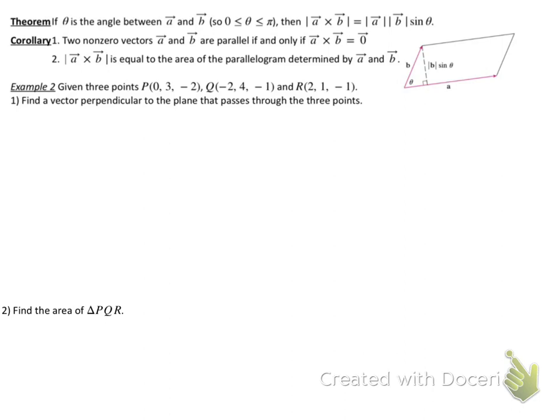So the cross product has its direction. The direction is perpendicular to both vectors you start with, and the length of the cross product vector is the area of the parallelogram that the two vectors form. Okay, that's the length and the direction.